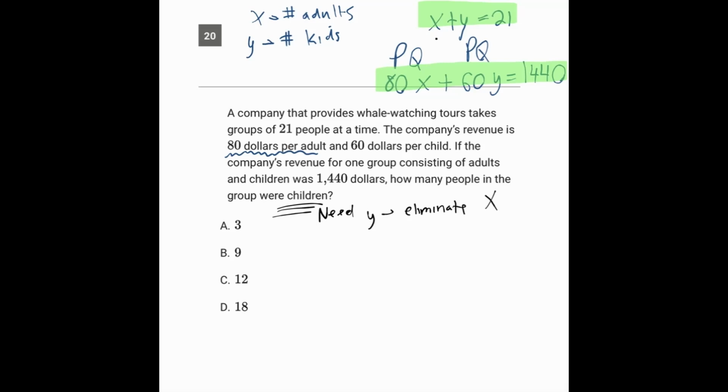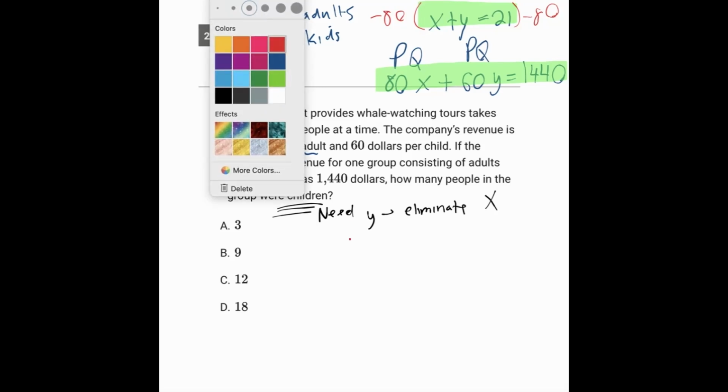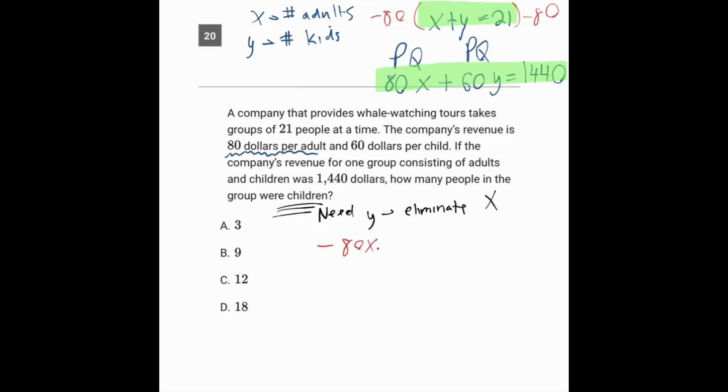is to go ahead and multiply by negative 80 here on both sides, because that's going to give you negative 80x and positive 80x when you add straight down. I'll show you what that looks like. So we have negative 80x minus 80y equals negative 1,680. Now we can bring down this one, 80x plus 60y is 1,440.